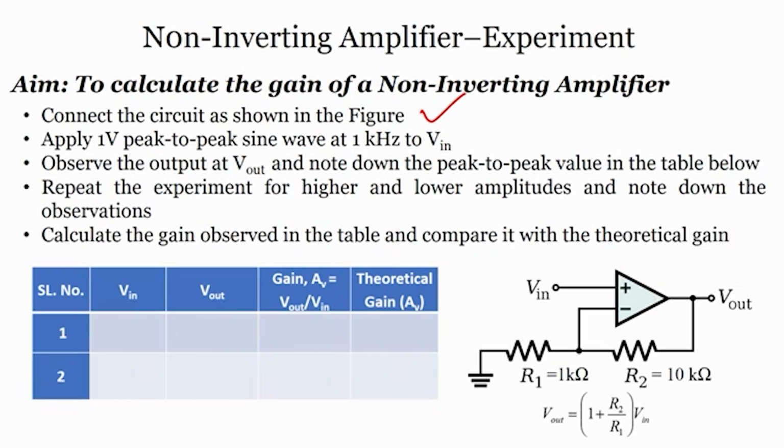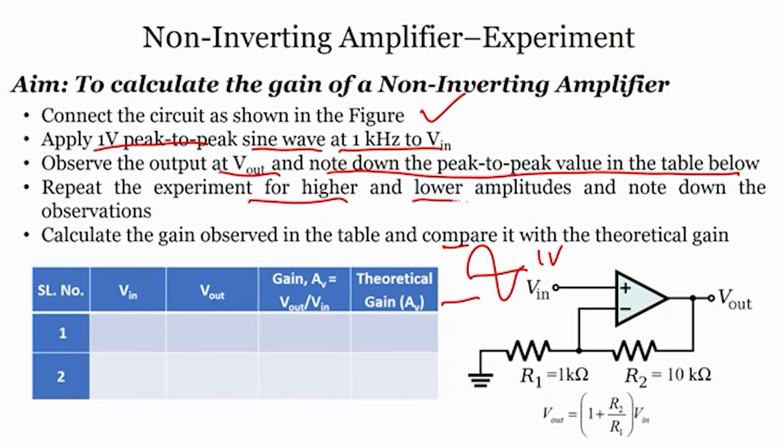Then, apply a 1 volt peak to peak sine wave of 1 kilohertz to V in. So, we are applying the same voltage. What is the voltage peak to peak? Peak to peak is from this peak to this peak, 1 volt, and 1 kilohertz is the frequency. Observe the output V out and note down the peak to peak voltage in the table below. So easy. Apply V in, measure the output, note it down. Repeat the experiment for higher and lower amplitudes and note down the observations. So, let us see how we can perform this experiment.